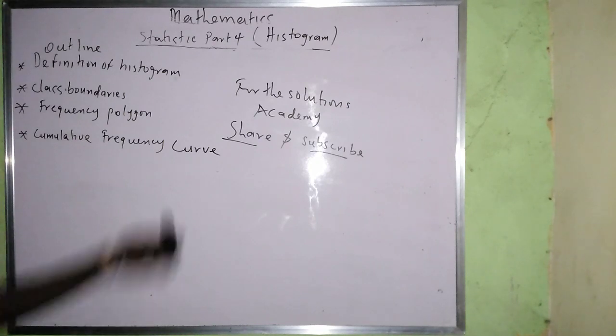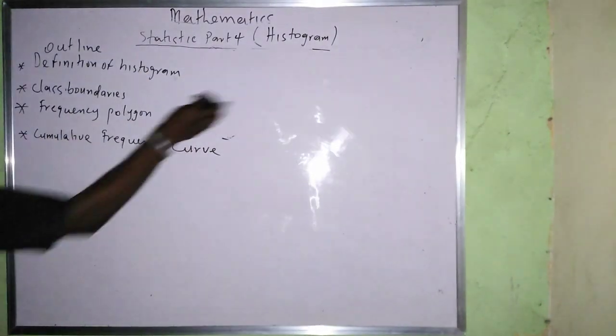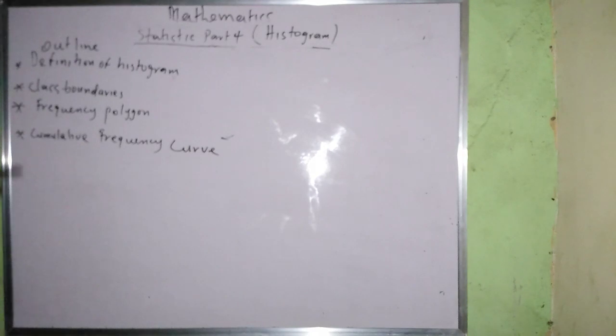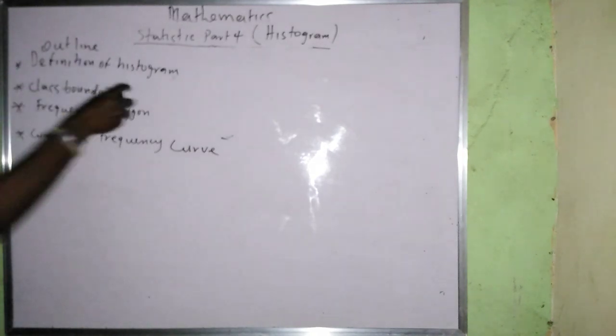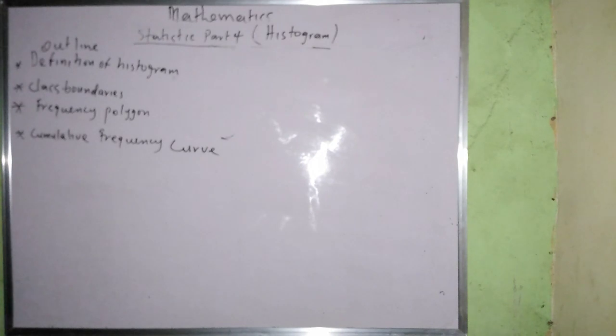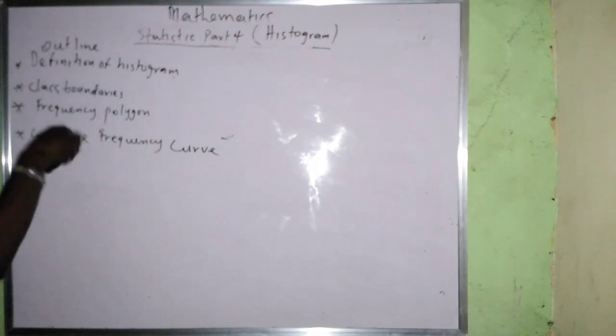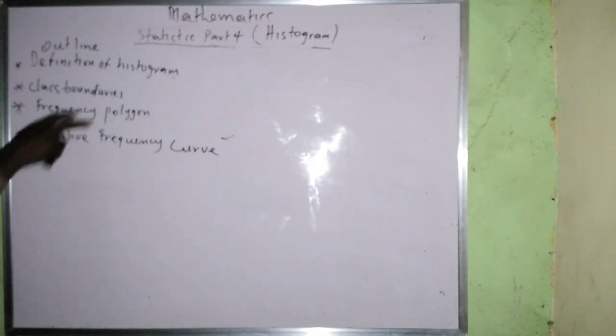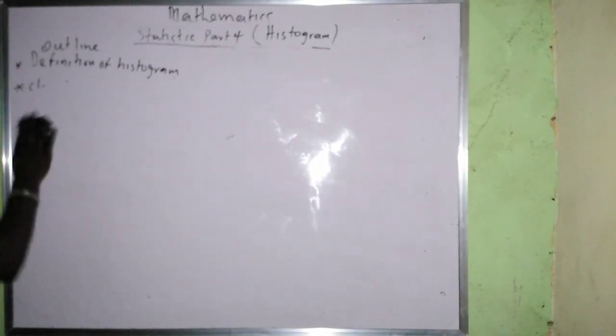At the end of this video, you should be able to understand all this. The cumulative frequency is very important. I'm going to work on it in part 5, where we'll be working on the quartile range and other things. I will really work on the cumulative frequency and its use there. But majorly, in this video, I will be focusing on the definition, class boundary, and frequency polygon, and I will introduce the cumulative frequency, not in depth.